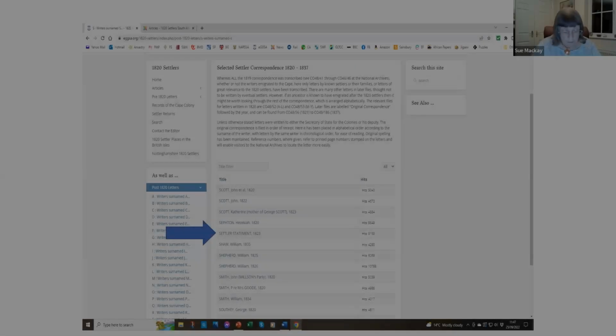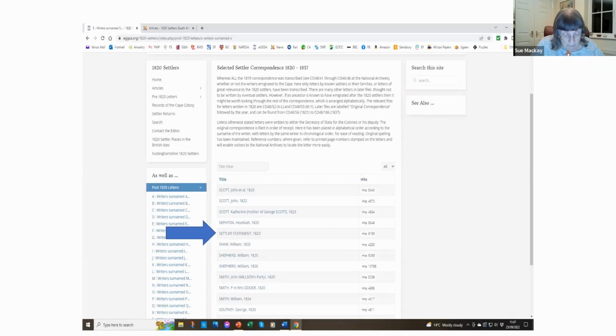Now, this settler statement was sent to the government 3 years after arrival in the colony, outlining their circumstances and grievances, and was signed by a vast number of settlers. The document which I transcribed in the National Archives had the original signatures of these settlers, and the transcription can be found in a section for post-1820 correspondence on the website under S. Note that this S section also contains the correspondence for William Shepherd, who brought out more settlers in 1826, many of them relations to the original settlers who'd been left behind.